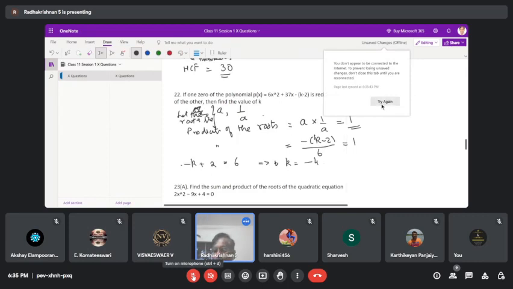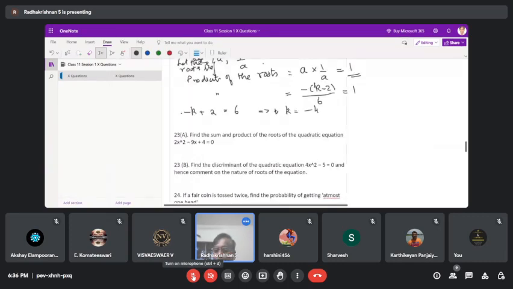Very good. Okay. So k equal to minus 4 here. Let's go to the next problem.